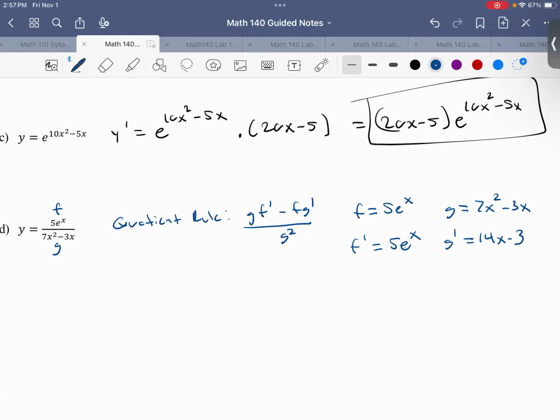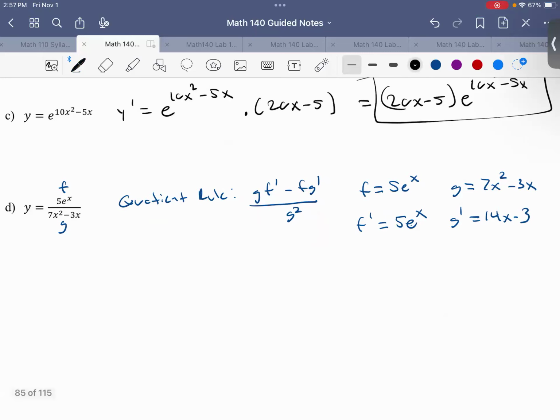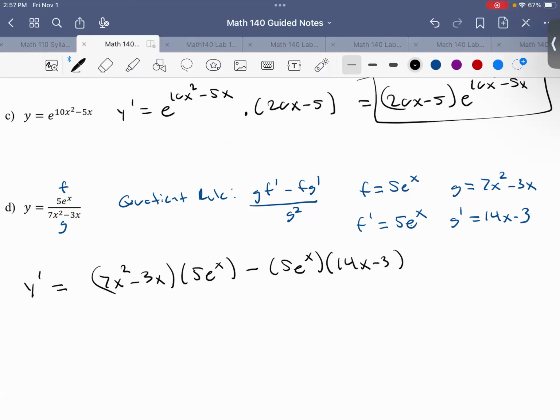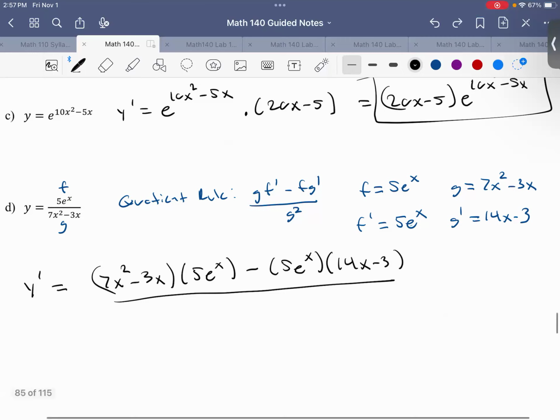So let's go ahead and put this all together in the derivative. So we get y prime is g, 7x squared minus 3x, times f prime, which is just 5e to the x, minus f, 5e to the x, times g prime, which is 14x minus 3, all over g squared. So we would have 7x squared minus 3x squared.